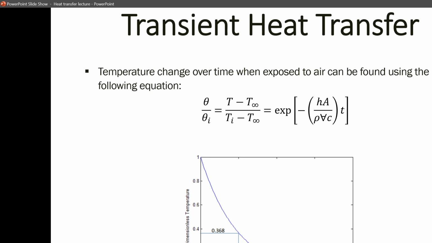Divided by the density of the copper that you have to look up from online sources, multiplied by the volume of the copper block, multiplied by the heat capacity, multiplied by time.